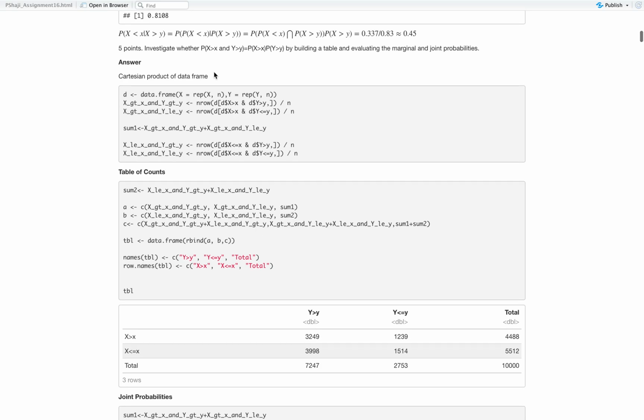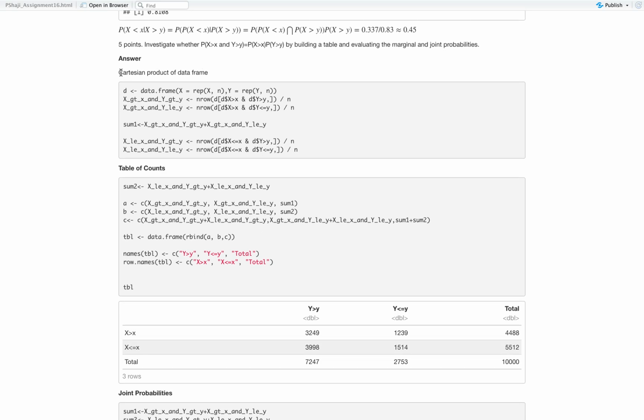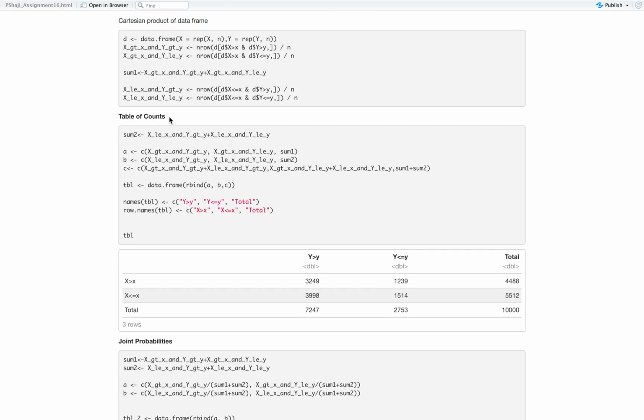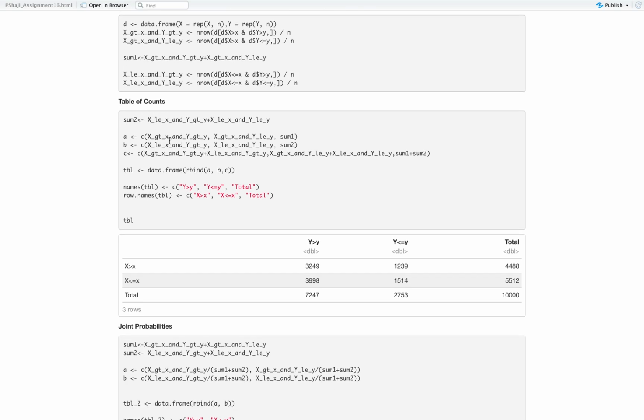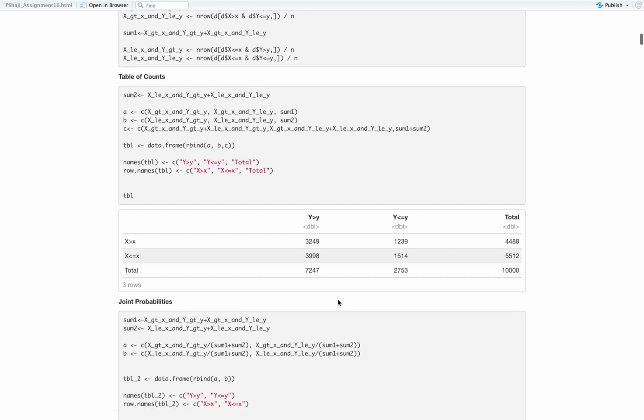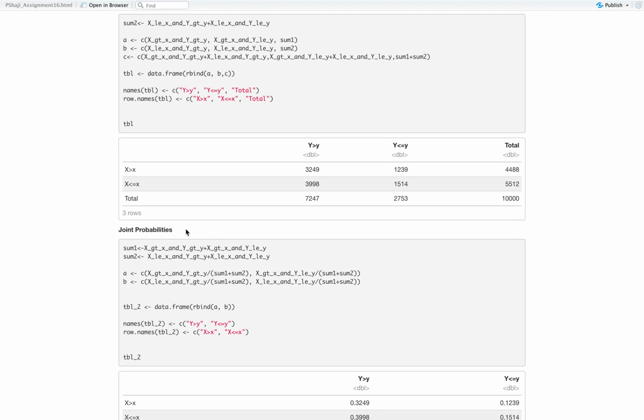So as we see here, for proceeding with that, we first need to find the Cartesian product of the data frame. So I do that process here, and then we find the table. Table of counts means we just formulate a table in which I have computed these three values, A, B, and C. A is here, B value here, and C value in the total column, and then we find the joint probabilities.